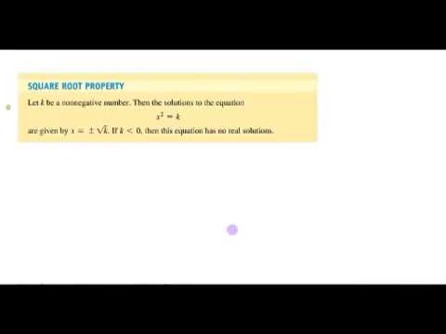Square root property. Let k be a non-negative number, then the solutions to the equation x squared equals k are given by x equals plus or minus square root of k. If k is less than 0, then this equation has no real solutions. So we're going to use the square root property now to solve some of these quadratic equations, namely the type where we have no plain x that shows up.